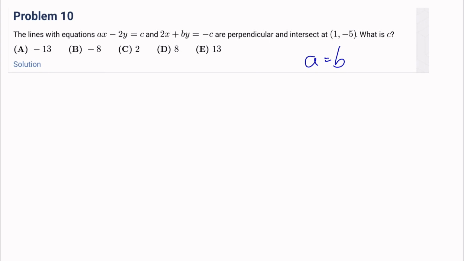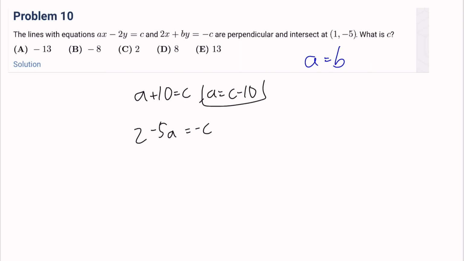Okay, so since we know that it intersects at 1, -5, we can plug that into both equations. So a minus 2 times y, so plus 10 equals c, and so a will equal c minus 10. And 2x plus by equals -c, but b is equal to a, so let's just say b is a. So 2 minus 5a, because a is b, equals -c.